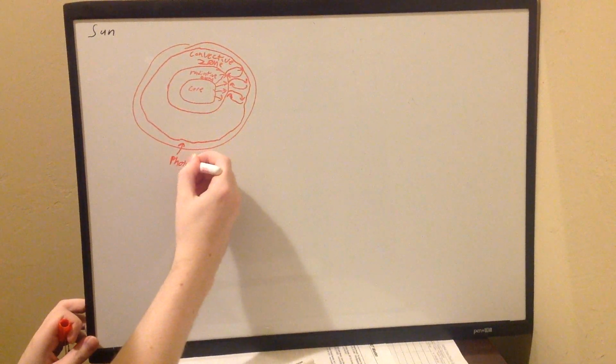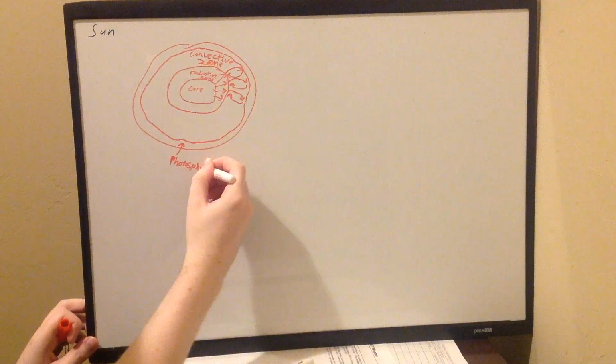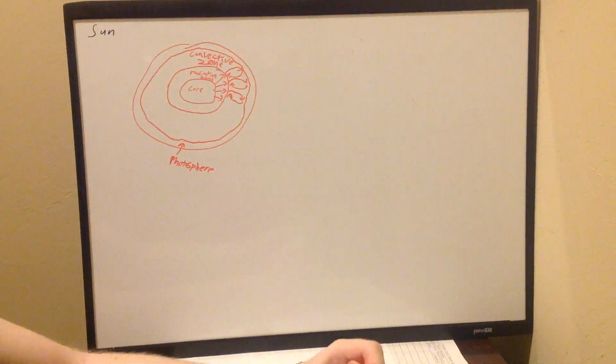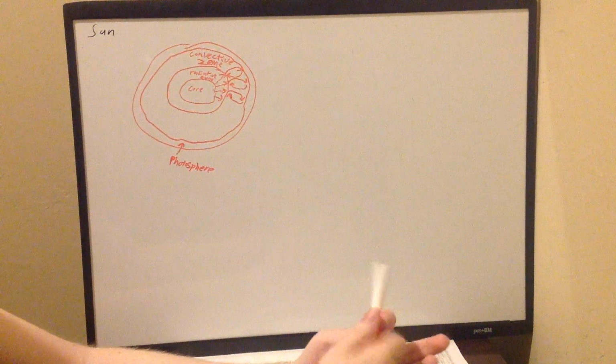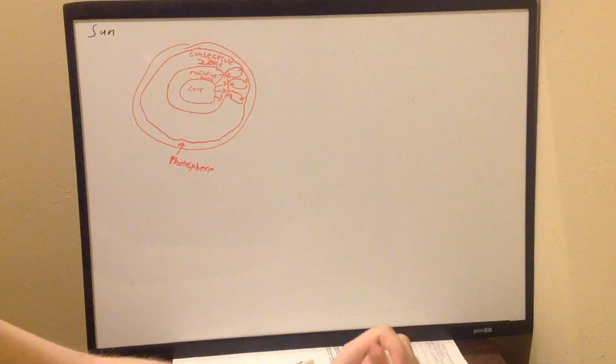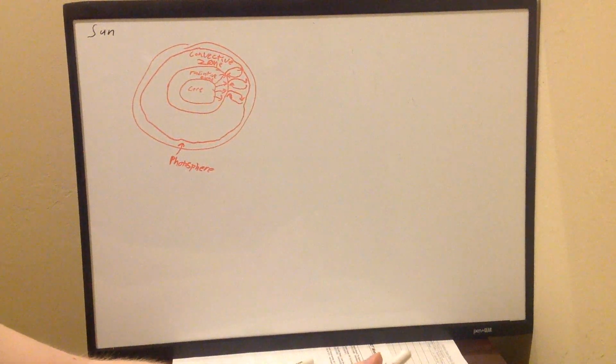Next up, we have what is called the photosphere. Now here's the thing. Here I have the photosphere and the convective zone drawn as different things. That's not actually quite right. Technically, the photosphere is part of the convective zone.